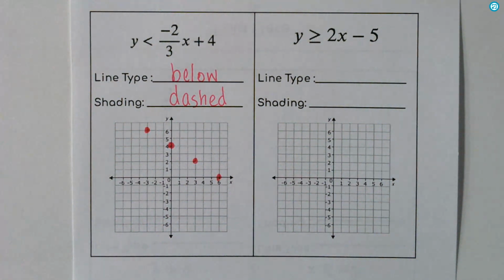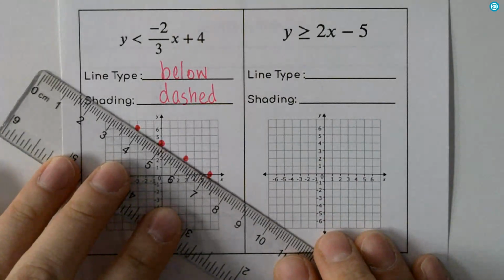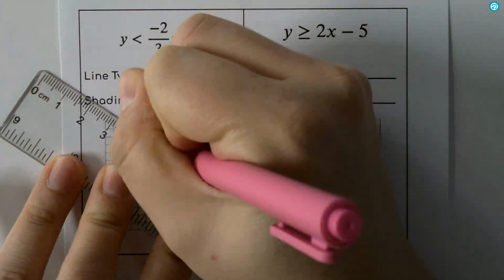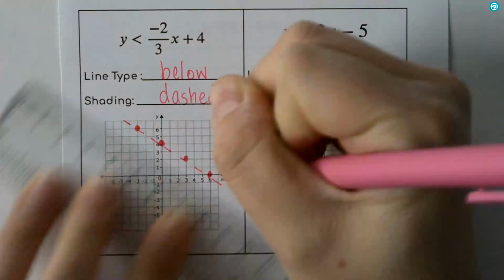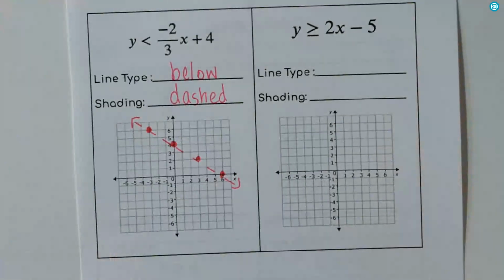Okay. And then we are going to connect this into a dashed line. So, I put my ruler down still, and then I just pick my pen or pencil up. Make sure it's dashed enough that you can tell that it's dashed.